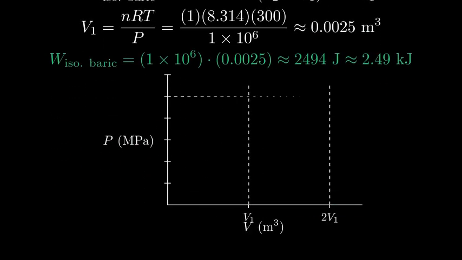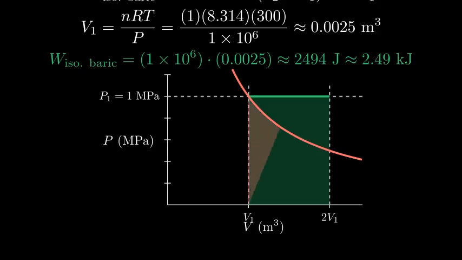Now, case 2, isothermal expansion. Temperature remains constant at 300 Kelvin. For an ideal gas, pressure times volume is constant when temperature is constant. So the curve is a rectangular hyperbola. At double the volume, the pressure drops to half. So from 1 megapascal down to 0.5 megapascal.